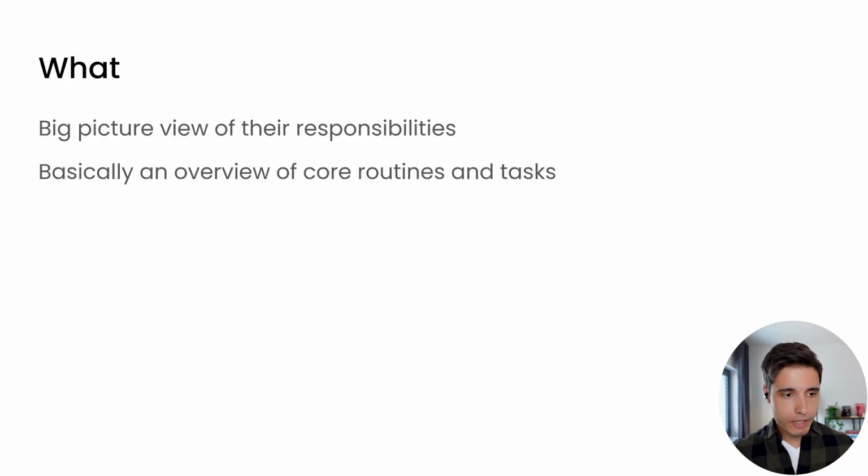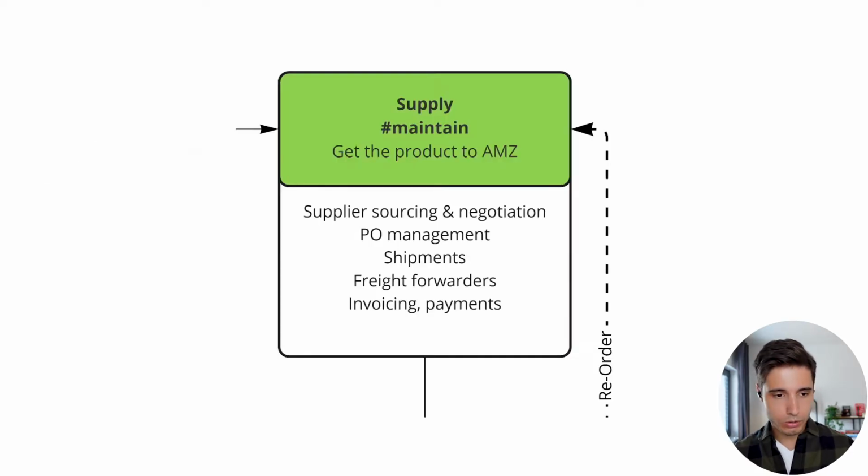We should share a big picture view of their responsibilities, basically an overview of the core routines and tasks. So if we take a look at supply, we can say that one of their responsibilities is to communicate to supplier, negotiate with them, manage POs, manage shipments, communicate to freight forwarders, prepare invoices, arrange payments, and so on. So having an overview like this is extremely helpful, right? And this is where we can explain what matters the most, so they always know how to prioritize.